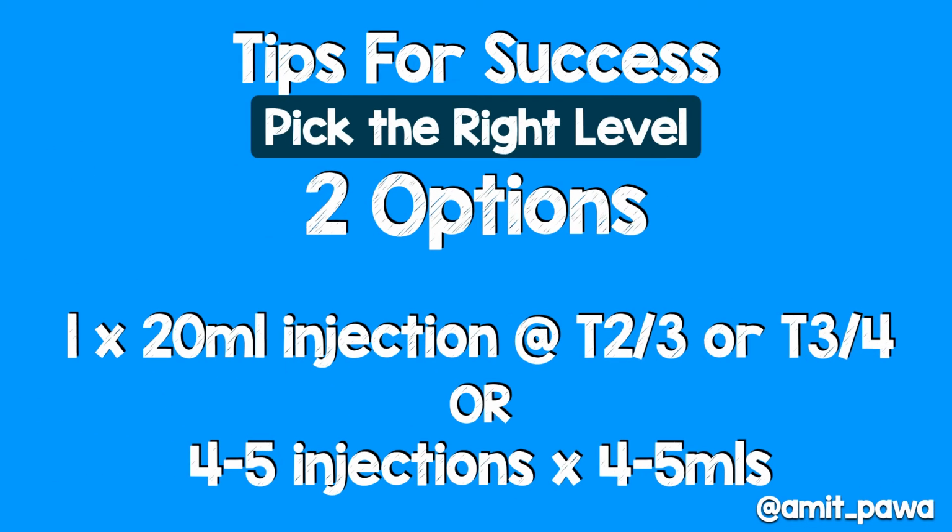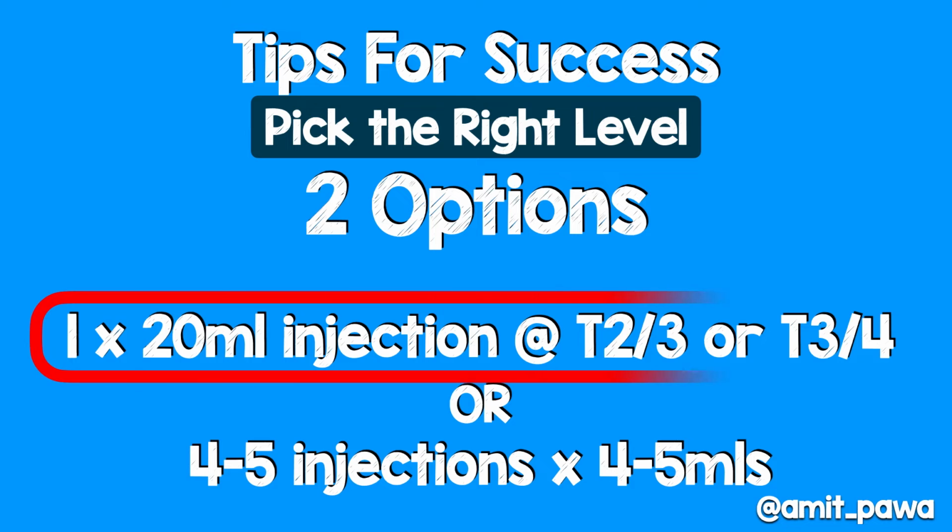Now, in terms of picking the right level, I think you've got two options. You can either do one single level injection using about 20 cc's of local anaesthetic at T2 or T3, or you can do 4 to 5 injections throughout the chest wall, sort of 4 to 5 mils of local anaesthetic at 4 or 5 places. But my preference is to use that single level injection.